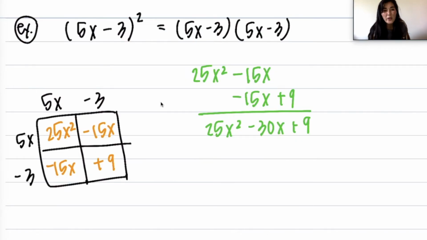All right, guys, so whether you use the table, whether you use the double distributive, hopefully the answer you got was 25x squared minus 30x plus 9. All right, let me know if you guys have questions with that.